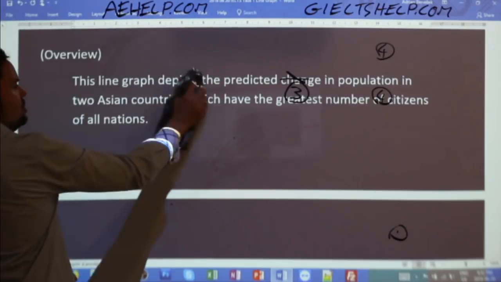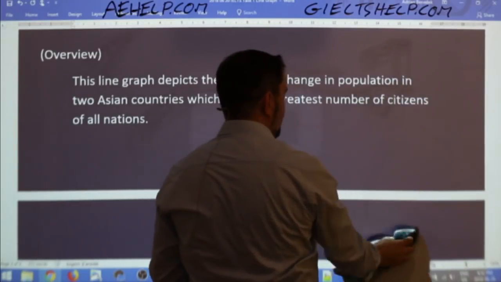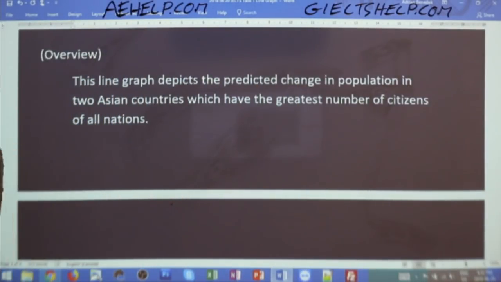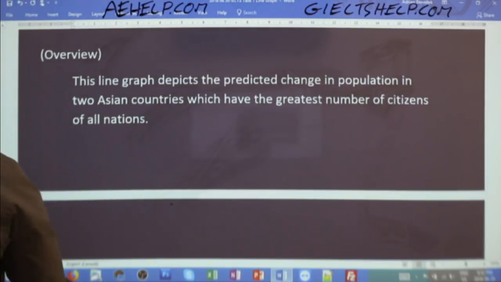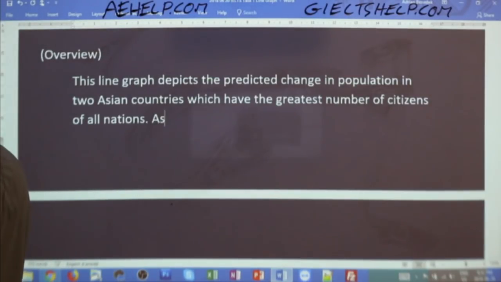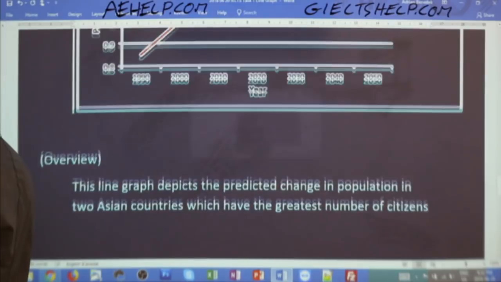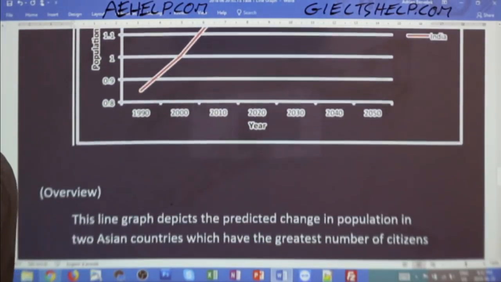And some teachers say don't talk about the X and Y axis. I disagree with that. I think in some cases like this one, it's a good idea to express what the X and Y axes are showing so that your reader is clear that you're interpreting the information. That is your goal here, okay? So let's do that, all right? As indicated by the y-axis, population is from 0.8 to how many? 1.6 billion.